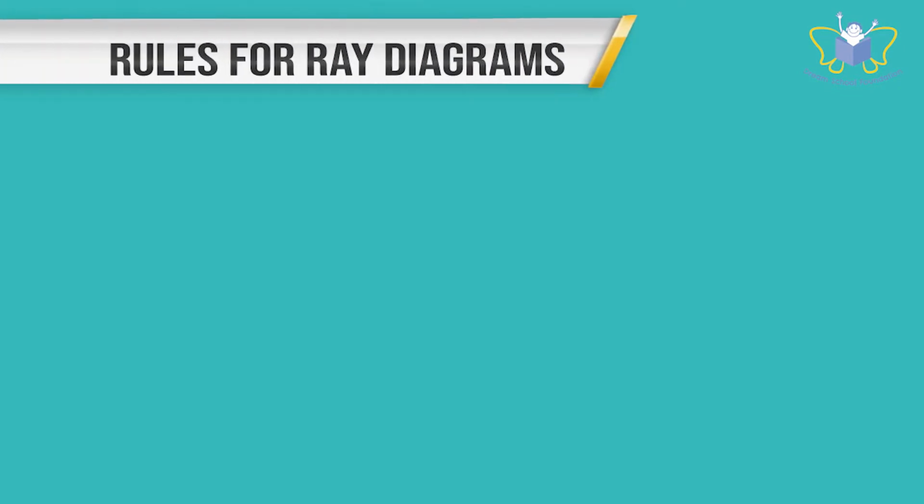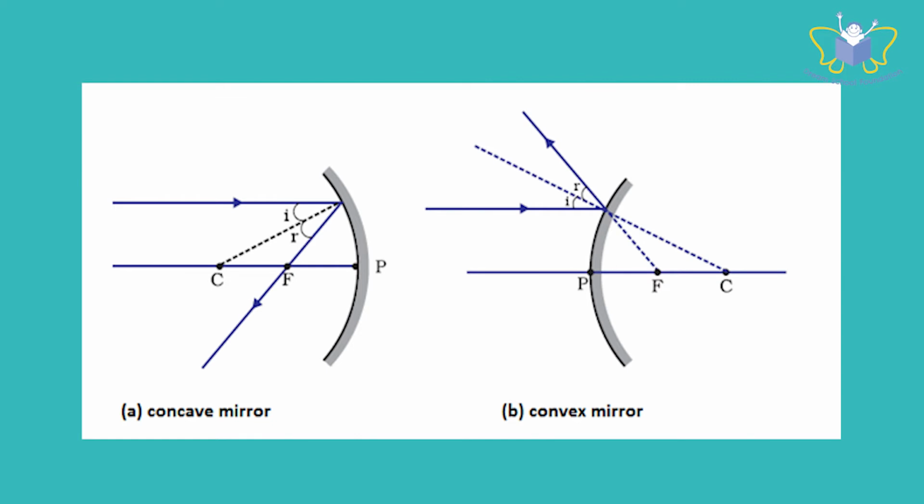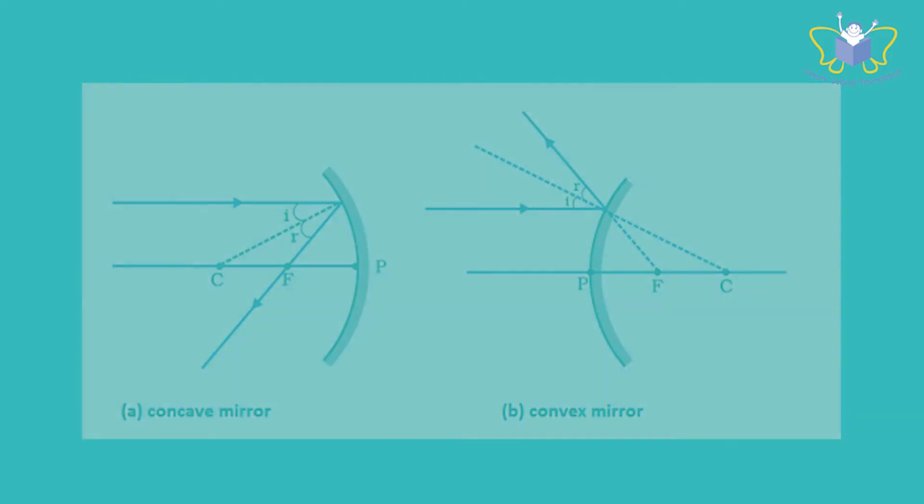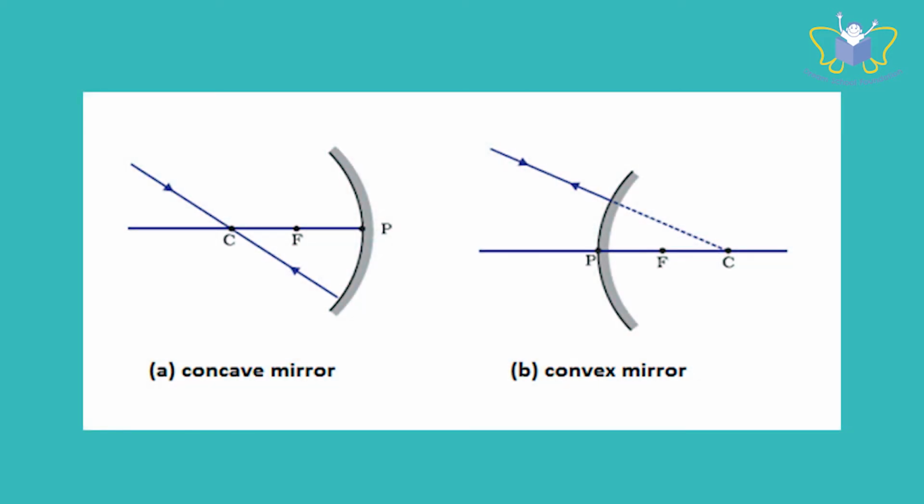Always remember that a ray of light which is parallel to the principal axis will have to go through the principal focus, or at least appears to go through the principal focus. And any ray which goes through the principal focus has to come out parallel to the principal axis after reflection. And any ray passing through the center of curvature or aimed at the center of curvature will retrace its path.